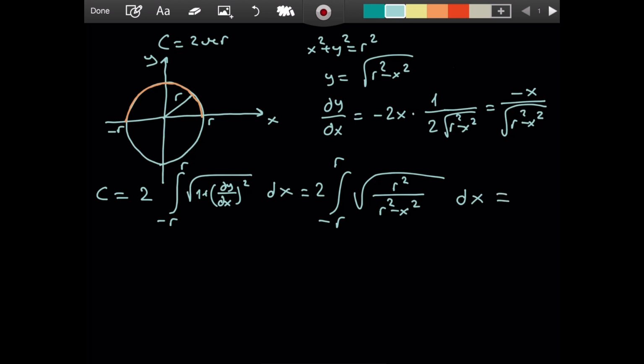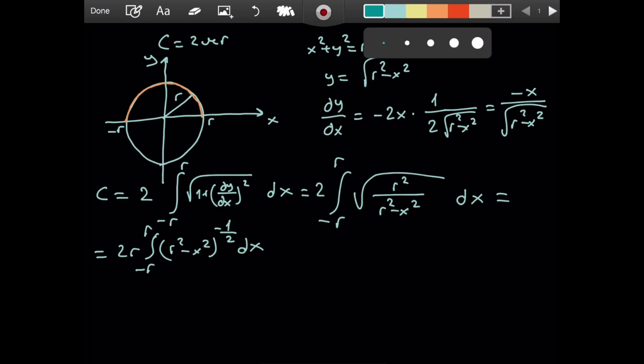And of course, I can take the r squared out of the integral now. Well, first out of the square root and then out of the integral because it is a constant. So we have 2r, negative r, and then r squared minus x squared to the power of negative 1 over 2, right? dx. And if you look at this integral, you will realize that you can't solve it right away. You will need to do a substitution.